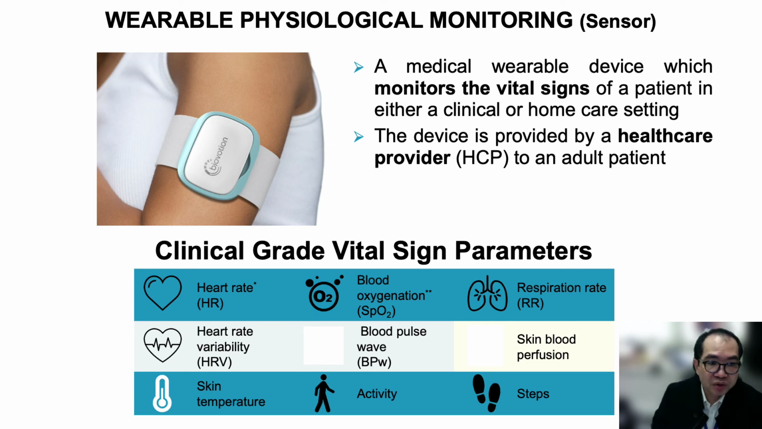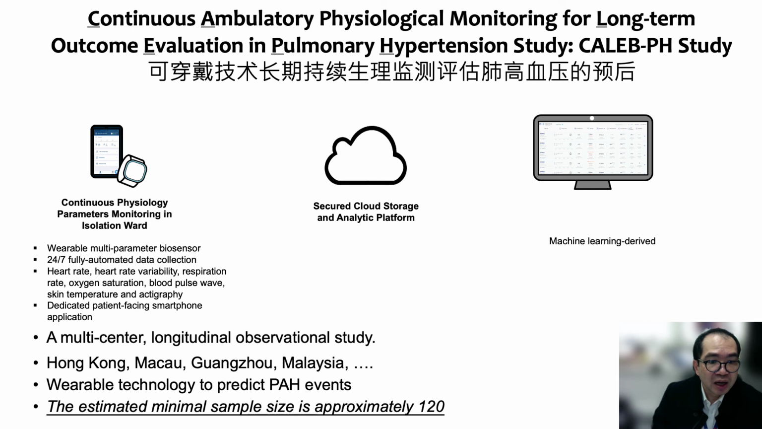And in recent years, we started to work on wearable technology, which can tell us a lot of patient physiological parameters continuously at home. And this is one of the systems that we have been using. It can measure the heart rate, oxygenation, respiratory rate, activity, and also skin perfusion. And we have also already used it in patients with heart failure in Hong Kong. And then we are now exploring the possibility of using this technology in patients with pulmonary hypertension.